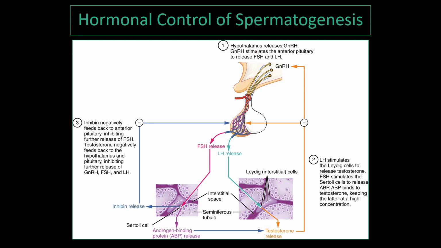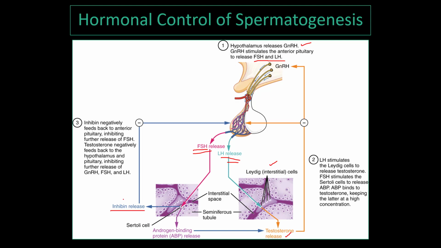As you can see here, the hypothalamus releases GnRH that acts on the anterior pituitary to release FSH and LH. The LH is going to act on the interstitial cells or Leydig cells, and they will help in the release of the androgen, the testosterone, whereas the FSH is going to act on the Sertoli cells to produce certain factors that help in the process of spermiogenesis.